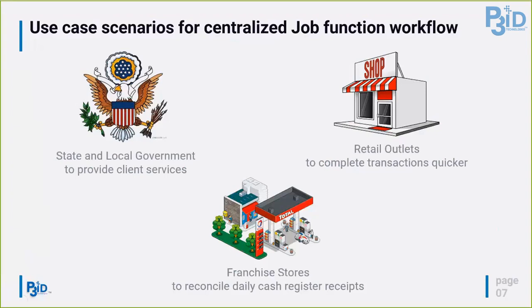Then last but not least, this is also a very popular use case for centralized job function workflow: franchise stores. So in restaurants, at the end of the shifts, they collect receipts. At the end of the shift, they'll collect all the receipts, and generally they bundle them up and, again, ship them to a centralized location for reconciliation of the cash register receipts.